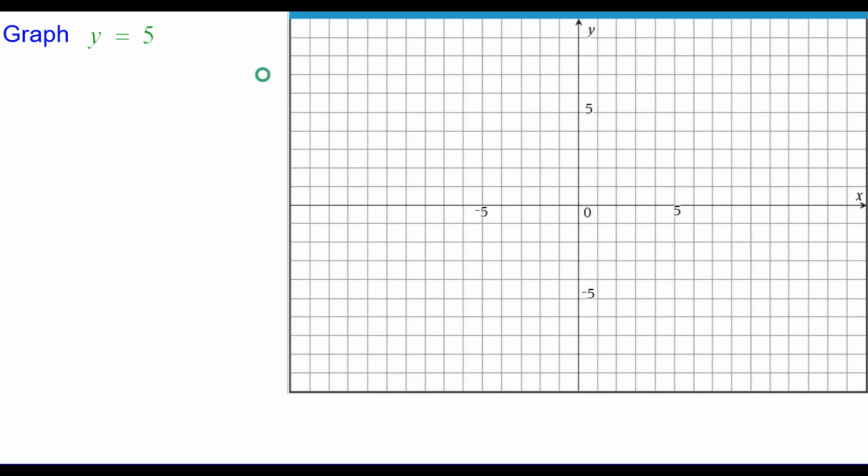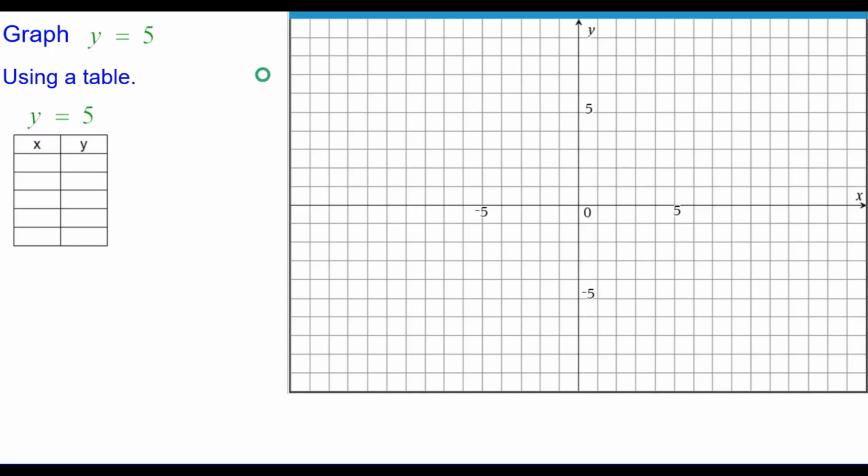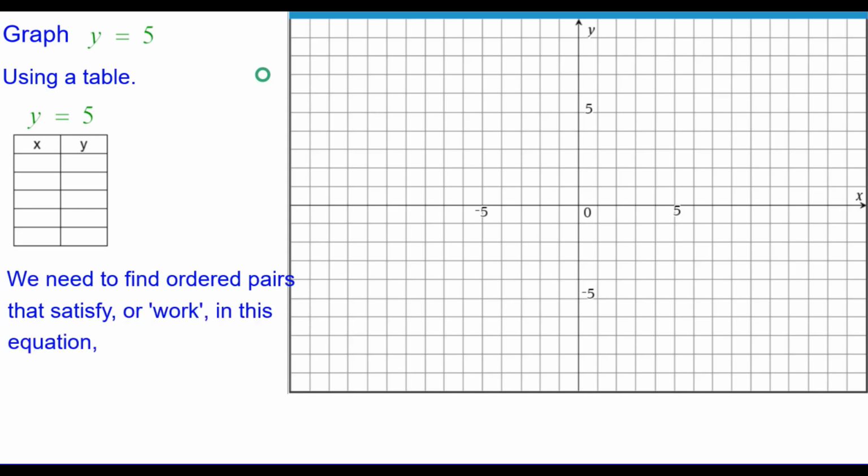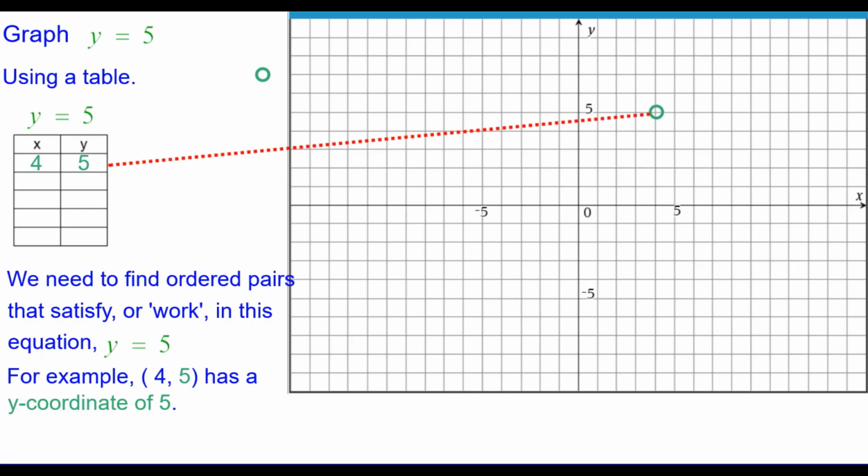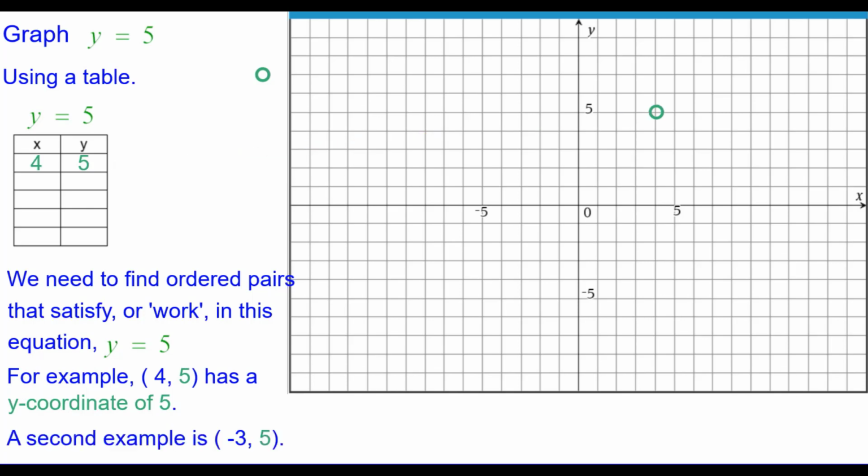Let's graph y equals 5. We'll use a table, and we need to find ordered pairs that satisfy or work in this equation y equals 5. For example, the ordered pair 4 comma 5 has a y coordinate of 5, so we can put that in the table and plot it over 4, up 5. A second example is negative 3 comma 5, and we can put that in the table and also plot that one.